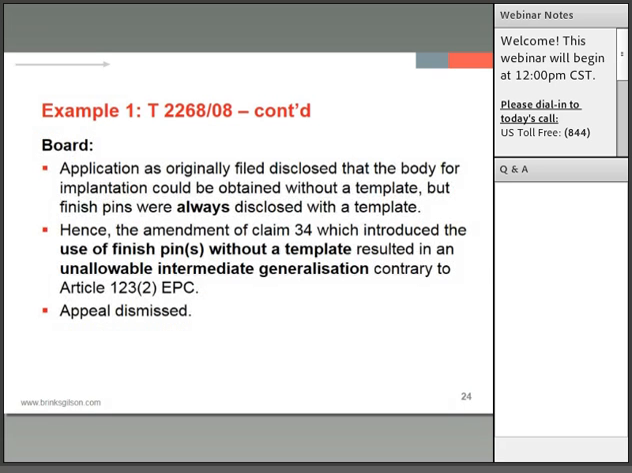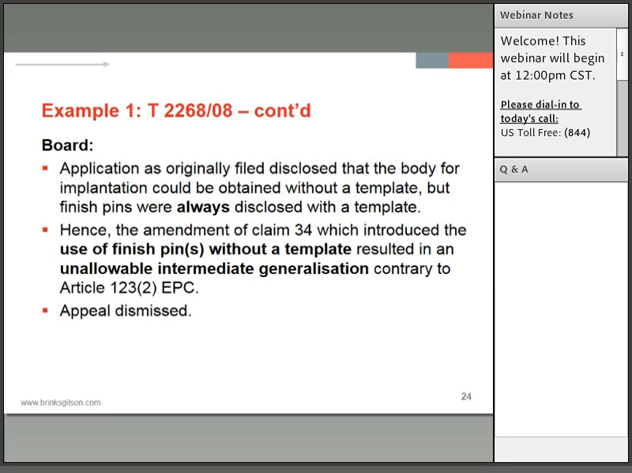That was disclosed. But the board said the application as originally filed disclosed that the body for implantation could be obtained without a template, so without that tube, but the finished pins that are recited in the claims were never disclosed without that template. Because where do you put those pins if you don't have the underlying frame to secure them to? And the claim did not recite the template.